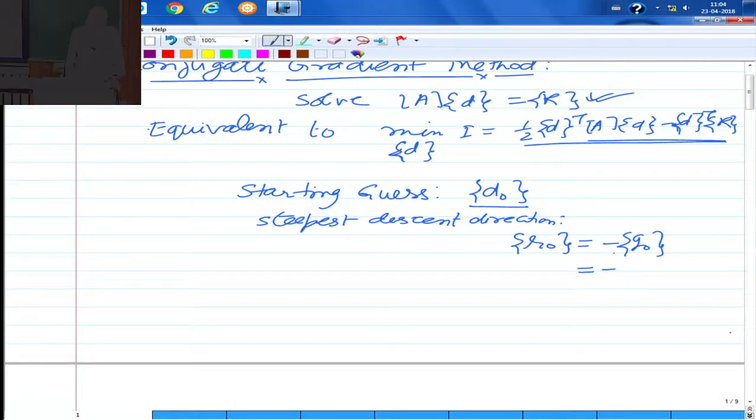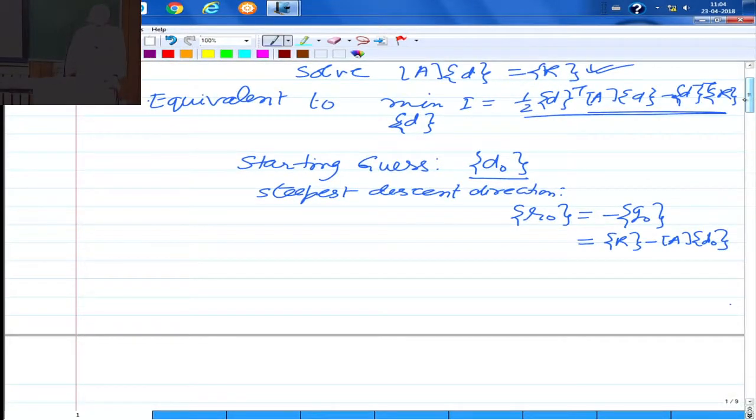So you can write that as R minus A D naught. This is R naught. So you make an initial guess, then at that initial guess you calculate the gradient, and the negative of the gradient is the direction in which there would be the highest rate of decrease of this function I. So R naught you set as minus G naught, which is R minus A into D naught. Essentially G itself is A into D minus R, so minus of that becomes this.